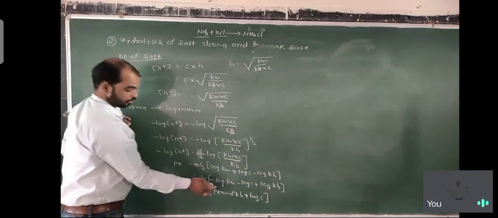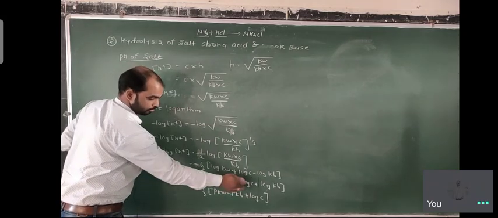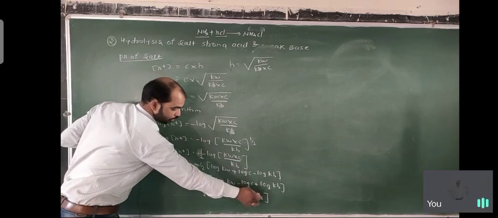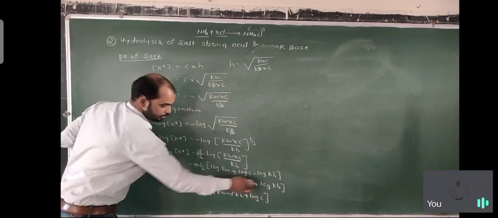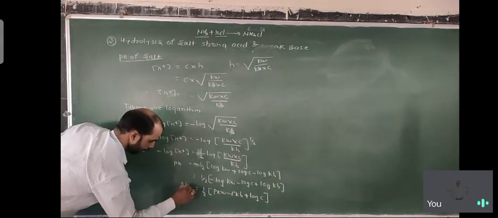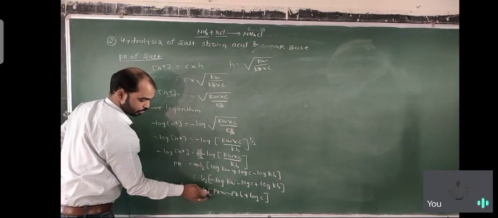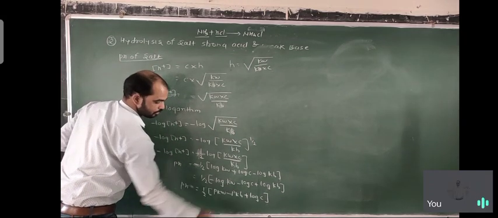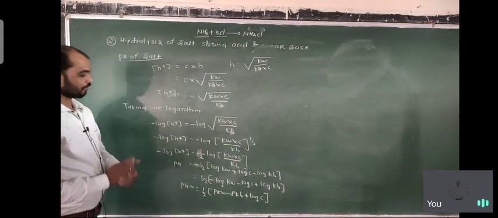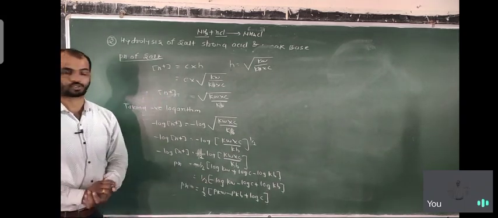We already know that minus log of KW is equal to pKW, minus pKB and plus log of C, because we already have these values. So pH is equal to plus 1/2 in square bracket pKW minus pKB plus log of C. Using this equation we can calculate the pH of the salt during this hydrolysis. So we stop here today.